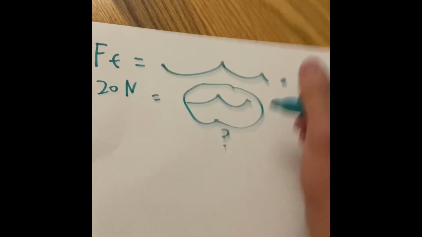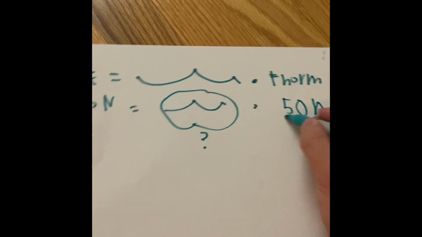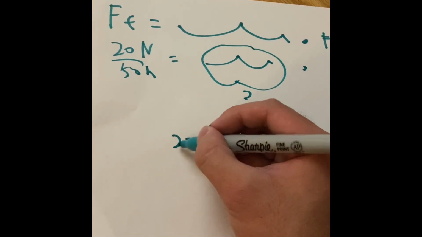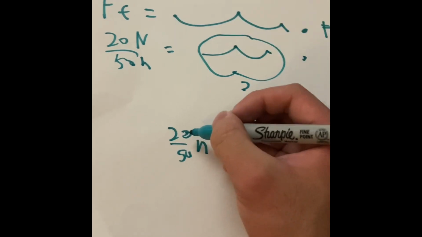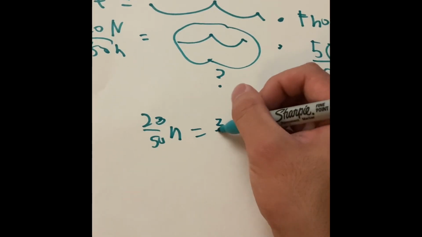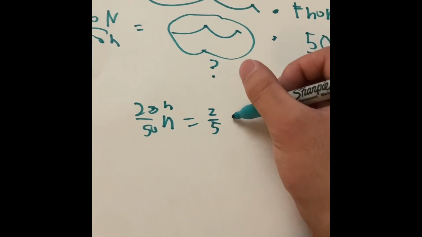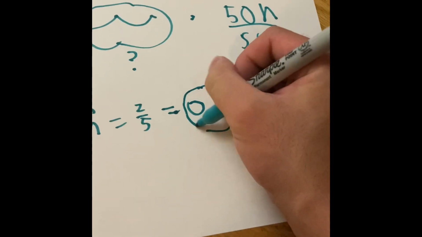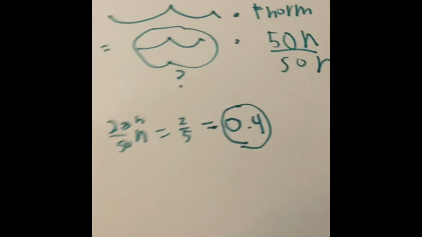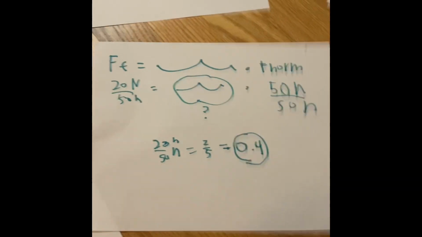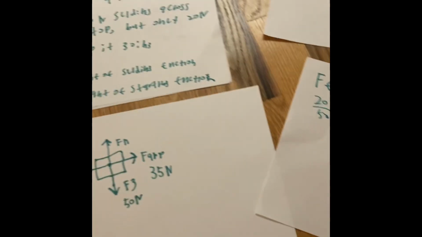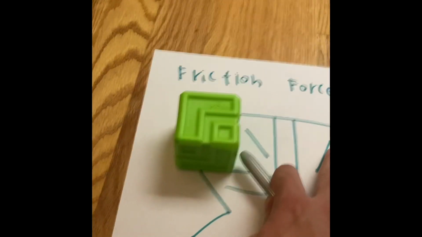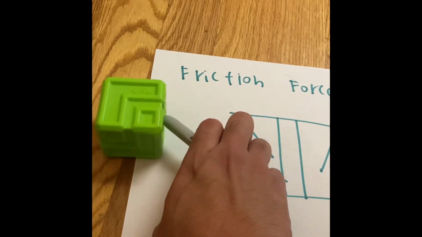So what is that? If we divide by 50 and divide by 50, we get 20 over 50. Then we have to simplify that to 2 over 5. Then we simplify that as a decimal of 0.4. So the coefficient of friction when it comes to keeping the block going when it moves already is 0.4. And that is how we understand friction force. Let me move this box so we can see the entire page.